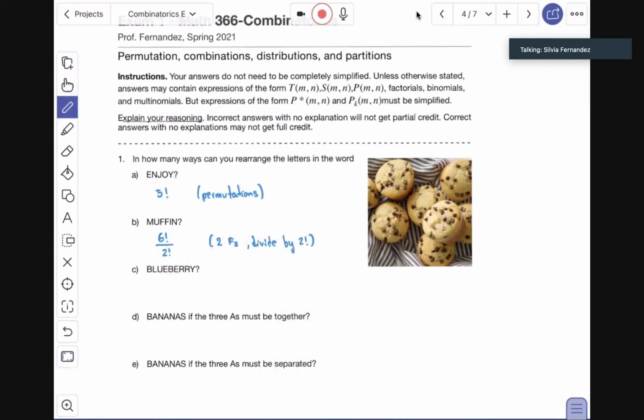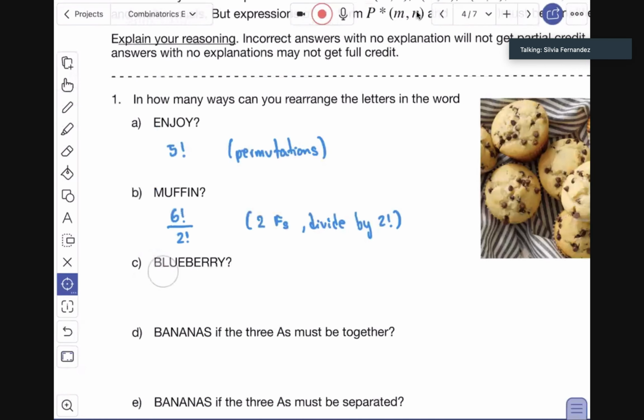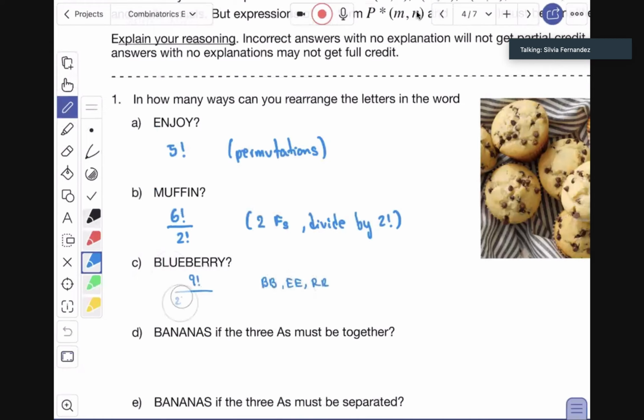And then in blueberry, we have 1, 2, 3, 4, 5, 6, 7, 8, 9 letters. And we have, let's see, B, 2 B's, then we have L, U, 2 E's, and 2 R's. And therefore we need to divide by 2 factorial, 2 factorial, 2 factorial.